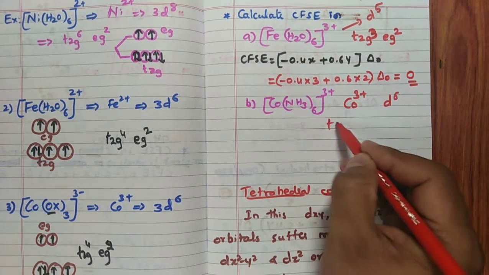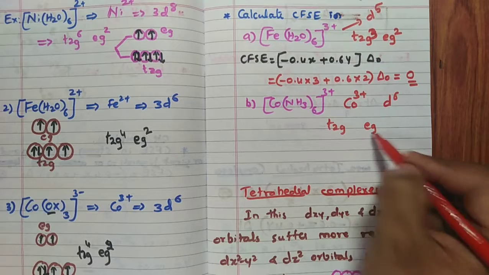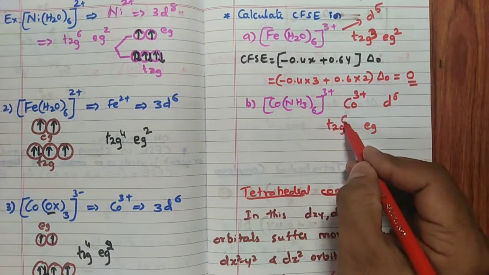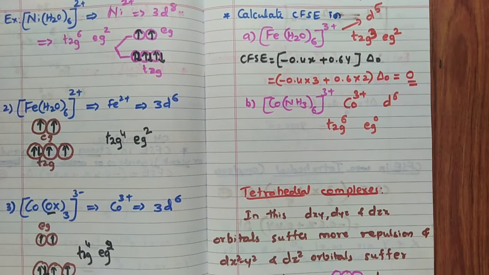Strong field ligand, how will you fill? t2g, eg: t2g 1, 2, 3, 4, 5, 6. All 6 are in the t2g only. eg will be 0. Strong field ligand.